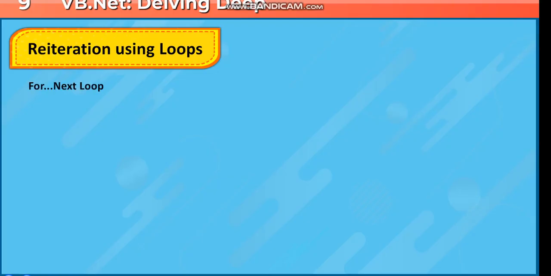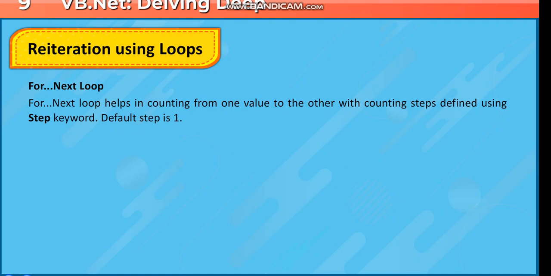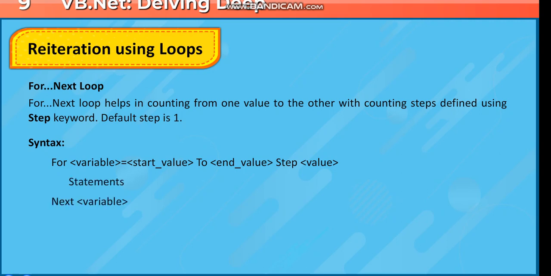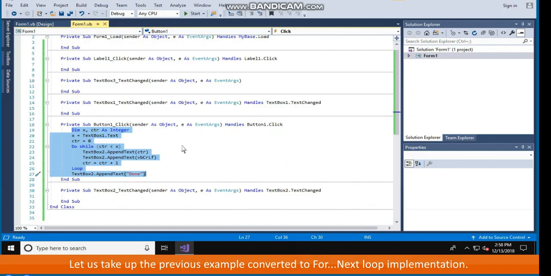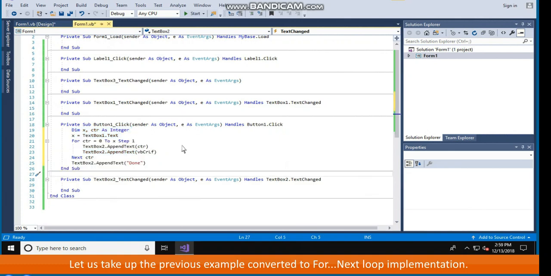For next loop. The For Next loop helps in counting from one value to the other with counting steps defined using the Step keyword. Default step is 1. Syntax: For variable = start_value To end_value Step value, statements, Next variable. Let's take up the previous example converted to a For Next loop implementation.